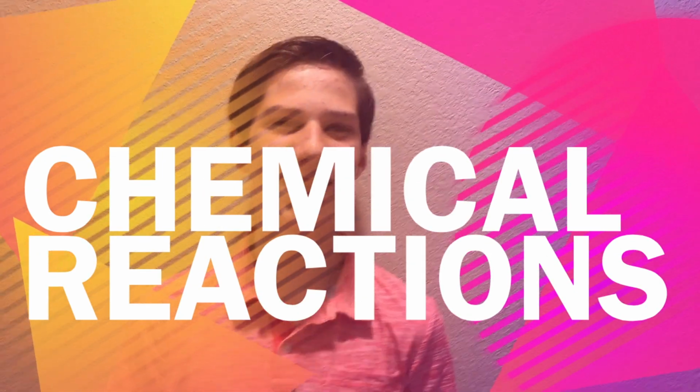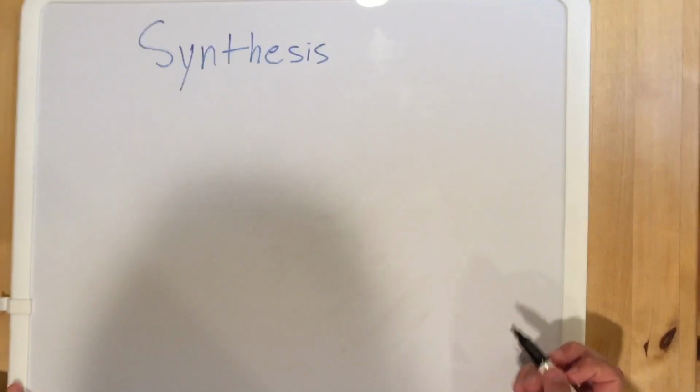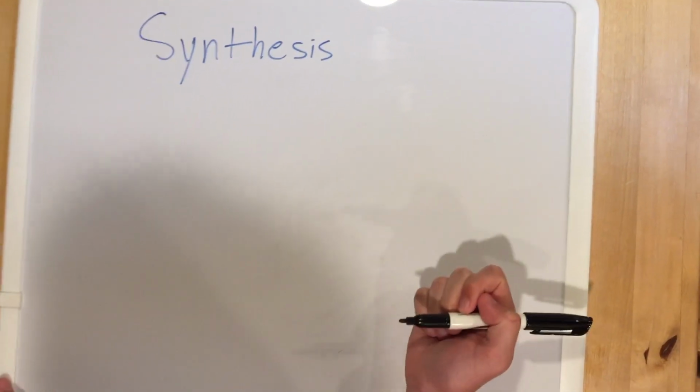So today I will be discussing a few different types of chemical reactions, and there's over 1 million different types of chemical reactions, but unfortunately I do not have time to name all of them. So the three that I will be talking about today are synthesis, decomposition, and combustion. So the first type of reaction that I will be discussing is the synthesis reaction, so let's get started.